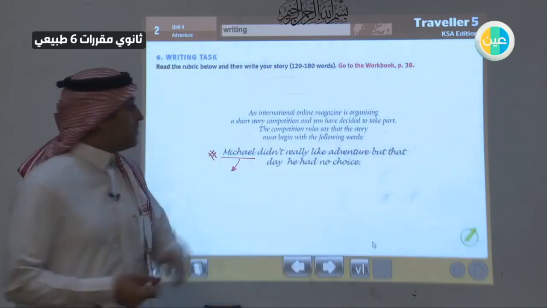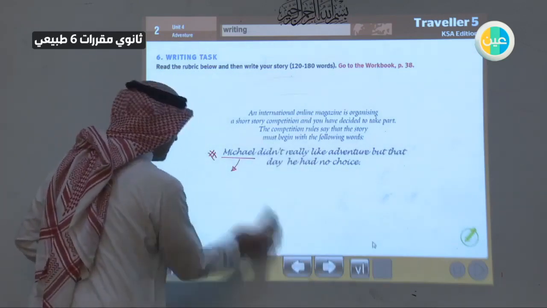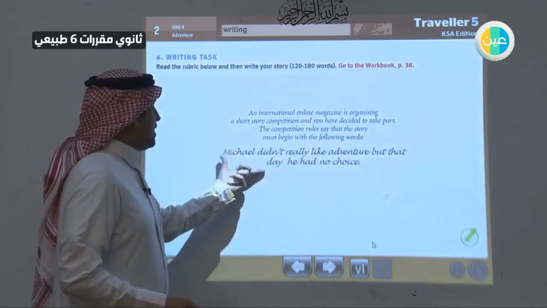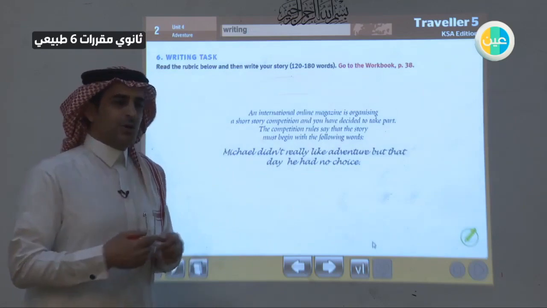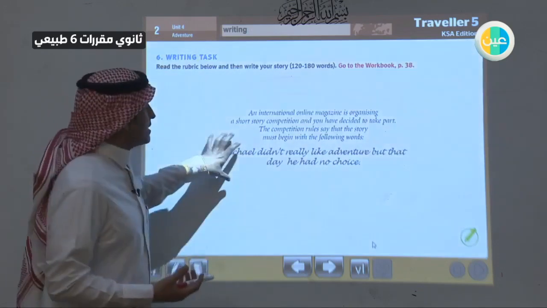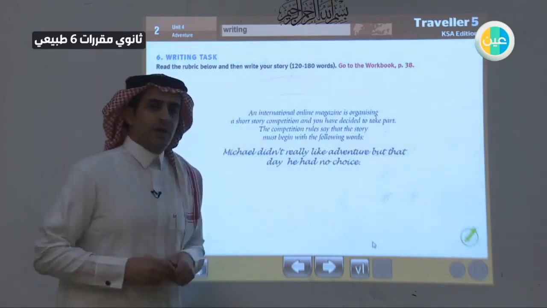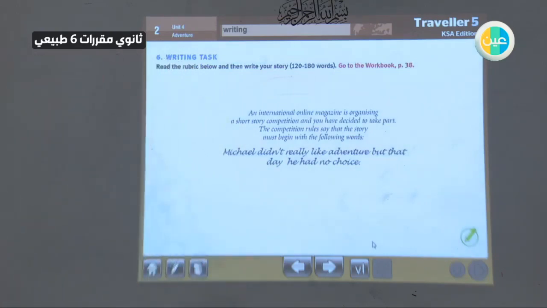There is a story behind this sentence, and I think it is an exciting story. These sentences are called a hook. You start your story or your article with a sentence like this one to attract people to continue reading your story, article or essay.